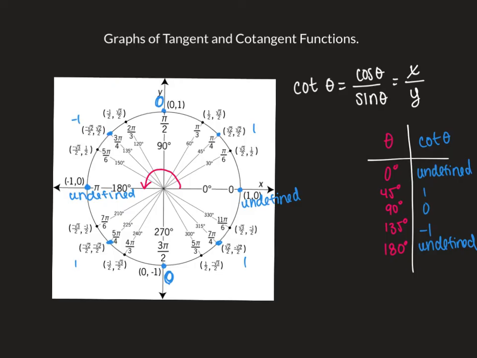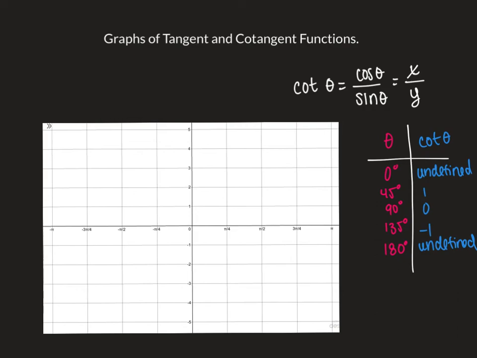So I go 1, 0, 1, undefined again. This should be negative 1. So 1, 0, negative 1, undefined. So it just starts repeating the same graph. So now that we have our table, let's go ahead and graph this cotangent function. So same as before, when my function is undefined, I just have vertical asymptotes at 0 and at 180 degrees or pi. And then at 90 degrees, my y value is 0.